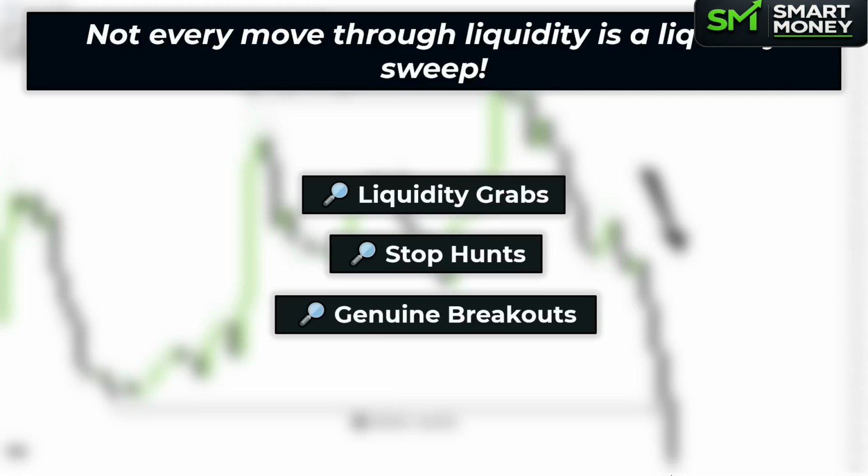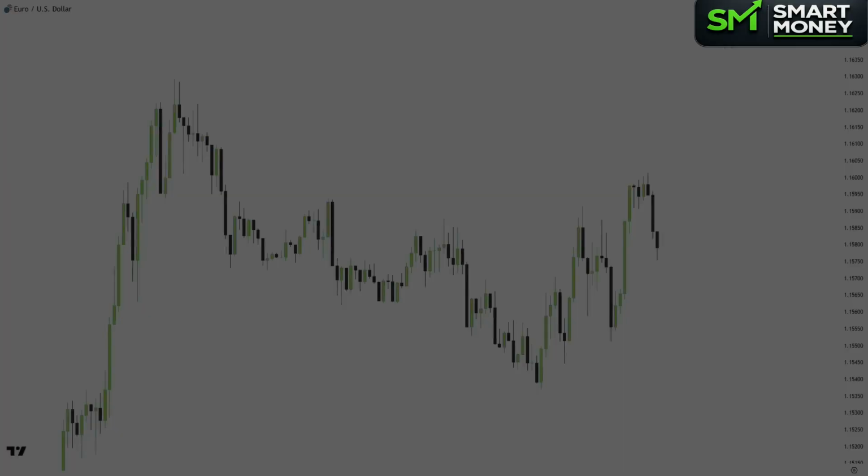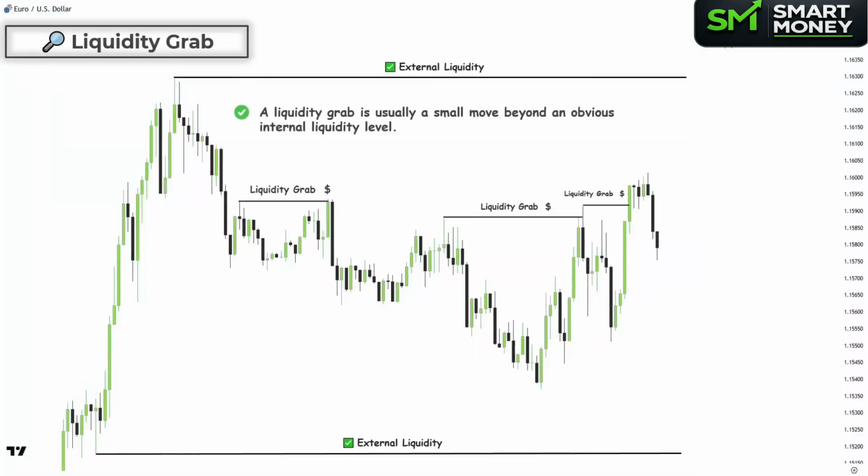So before we go deeper into liquidity sweeps and how to trade them, let's quickly break down these concepts one by one. Starting with the liquidity grab. A liquidity grab is usually a small move beyond an obvious internal liquidity level. Price briefly pushes above a previous high or below a previous low, triggers nearby orders, and then reacts quickly. These moves are often shallow and do not travel far beyond the liquidity level.